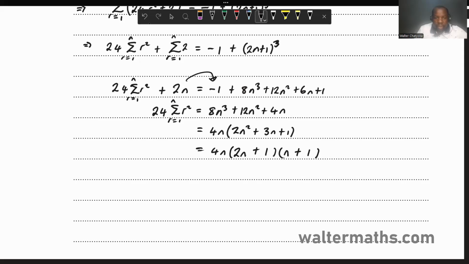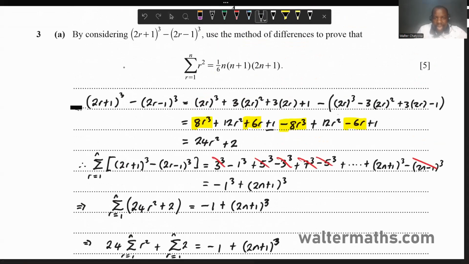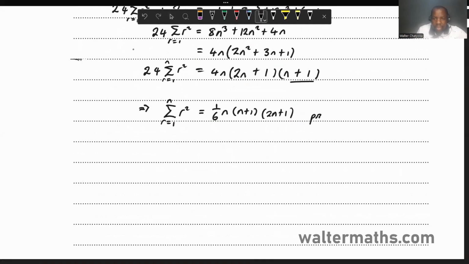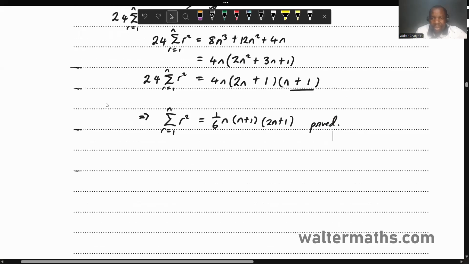And we are going to have that being equal to 24 of the sum from r equals 1 up to n of squares. So divide both sides by 24, which eventually will give us the sum from r equals 1 up to n of r squared is equal to, now 4 over 24 is a sixth. So we have a sixth of n, and I'll start with this bracket of n plus 1, then this bracket of 2n plus 1. So we now have it. That's now in this particular form. So I'll say, therefore, proved. So that's how we do it. Let's move on to the next question.